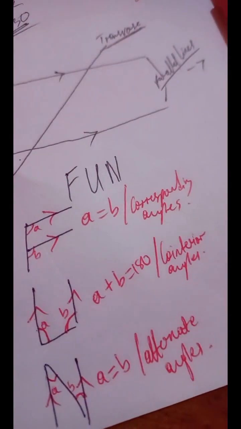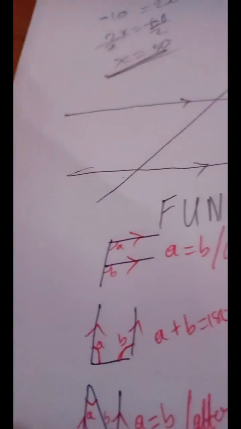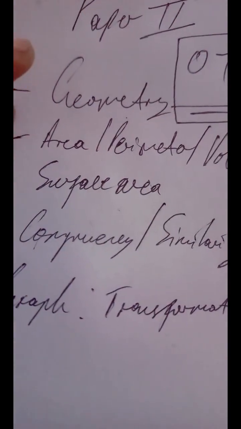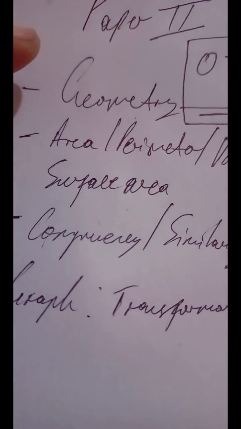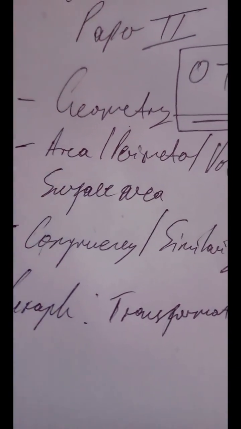Area and perimeter. Yes, we are going there. Pokoyo, we are going there. Miss K, thank you for the follow. Sister, thank you for liking.